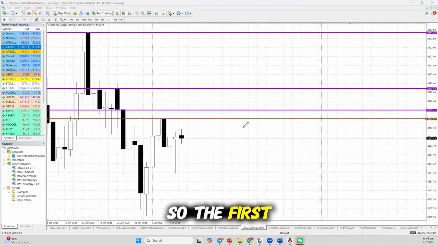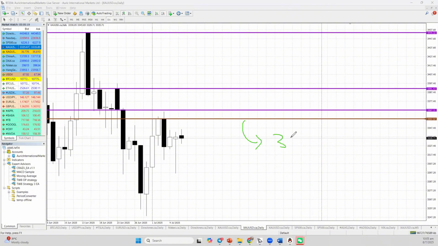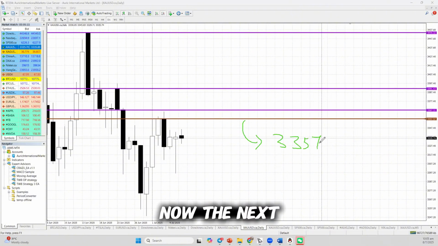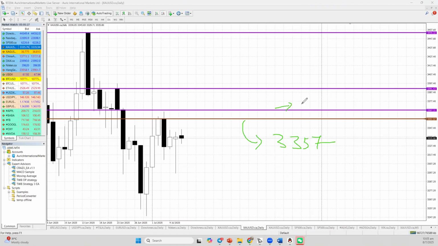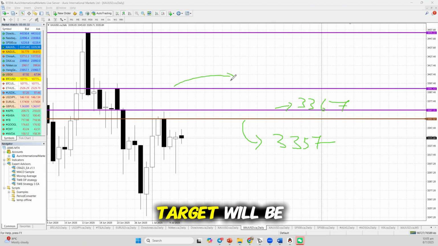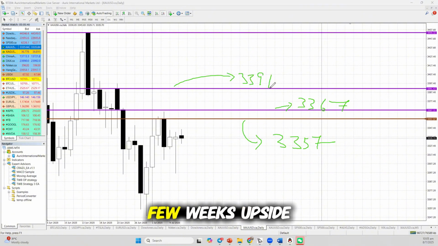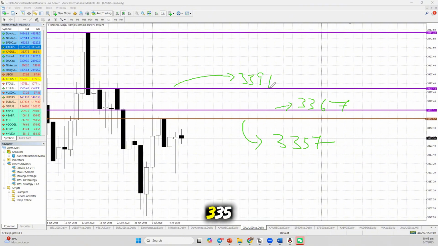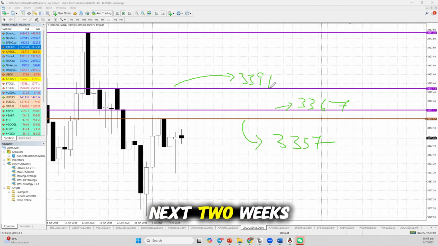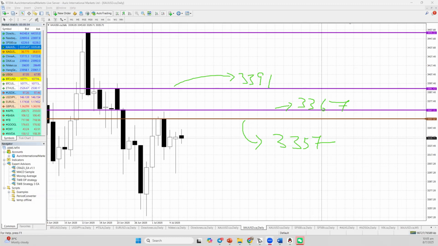So the first target for gold will be 3357. The next target for gold will be 3367, and the last target will be 3391. So these will be the levels for gold for the next few weeks. Upside: 3335, 3357, 3367, 3391. These are the three levels for the next 2 weeks upside. Okay, all clear? If all clear, press number 4 right now.